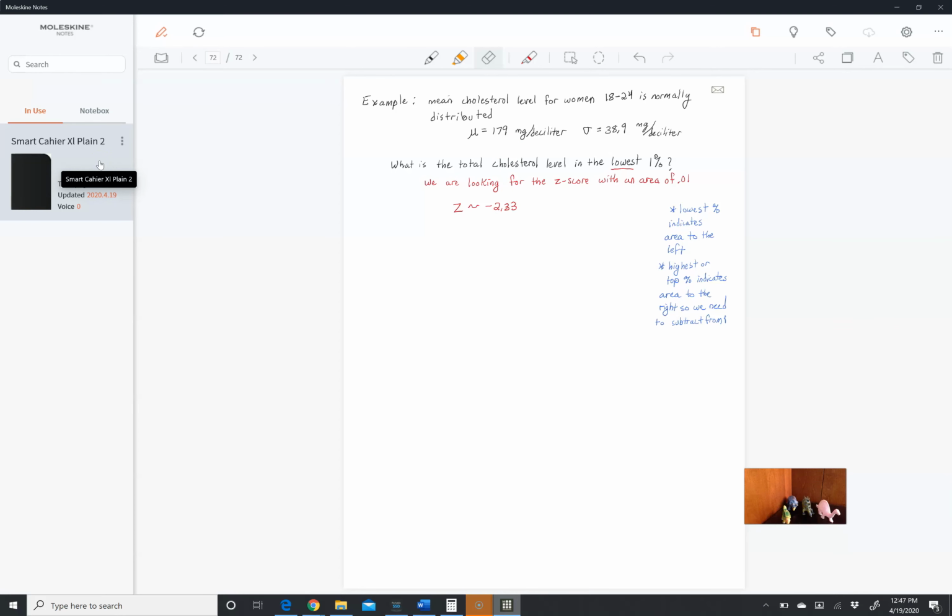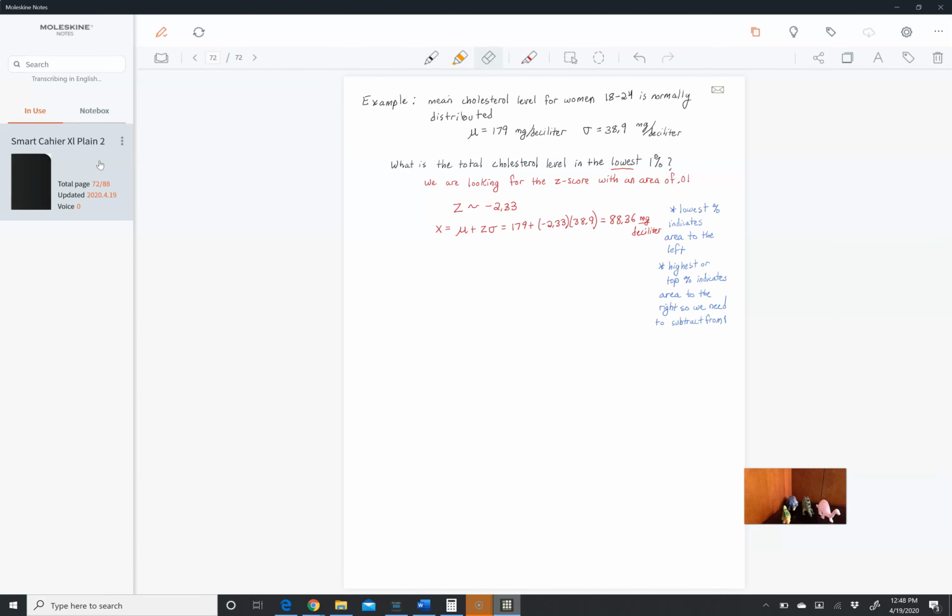And now we just plug in. So x is equal to mu plus z times sigma. It's 179 plus negative 2.33 times 38.9. And if we plug that in, we actually get 88.36. Okay, and this is, again, milligrams per deciliter.